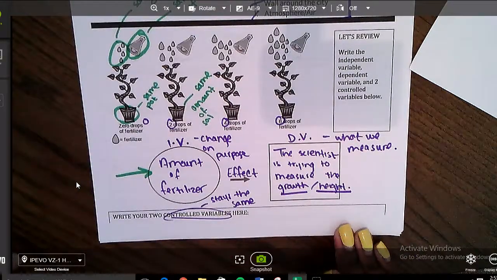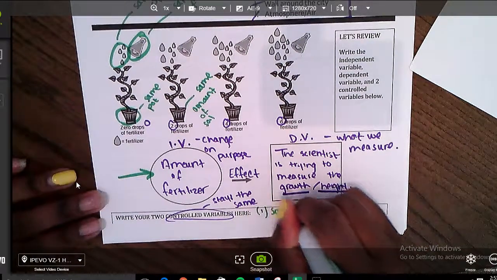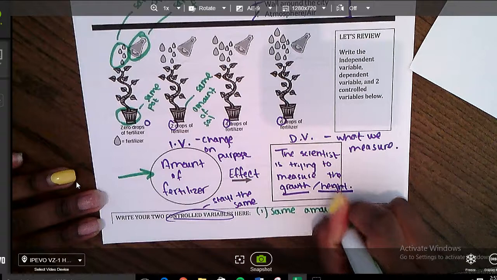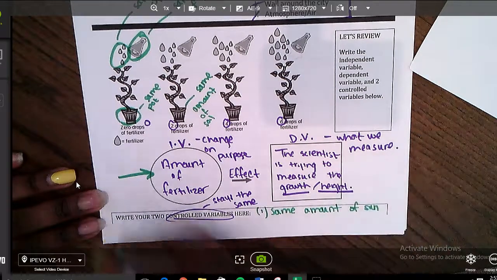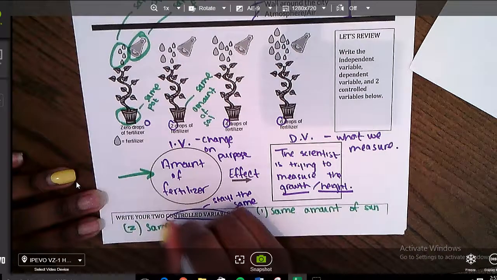We're going to rewrite our controlled variables down here at the bottom. So the first is the same amount of sunlight. The second is going to be the same amount of water.